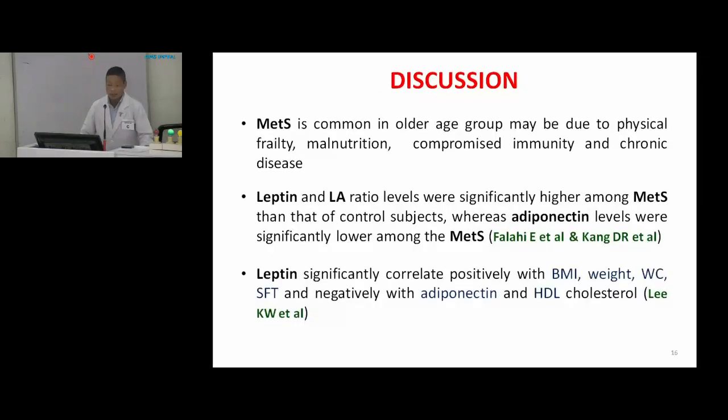In our study, metabolic syndrome is found to be more common in the older age group. This may be due to physical frailty, malnutrition, compromised immunity, and chronic diseases. Leptin and LA ratio levels were significantly higher among metabolic syndrome subjects than control subjects, whereas adiponectin level was significantly lower in metabolic syndrome. Leptin significantly correlates positively with BMI, weight, waist circumference, skin fold thickness, and negatively with adiponectin and HDL cholesterol.